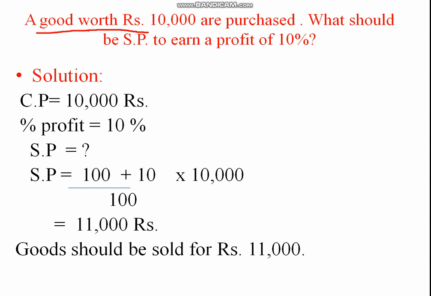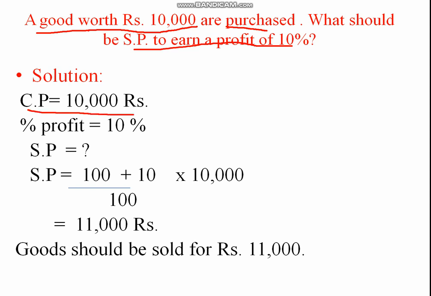A good worth rupees 10,000 is purchased. What should be the SP to earn a profit of 10%? What we have given is that 10,000 is the cost price and we want a 10% profit. So what should be the selling price? This is our question. So see the solution.